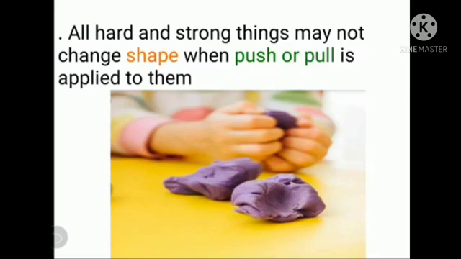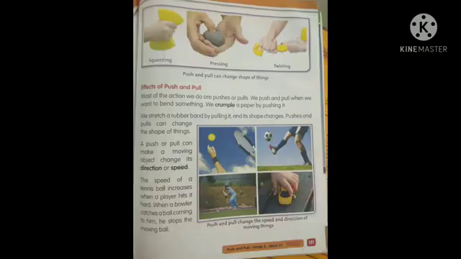Now, open your textbook, page number 131, children. Here you can see the pictures: squeezing, pressing and twisting. Effects of push and pull. Most of the actions we do are pushes or pulls. We push and pull when we want to bend something. We crumple a paper by pushing it. Crumple means take one paper and press it. The pressing we call a crumple.